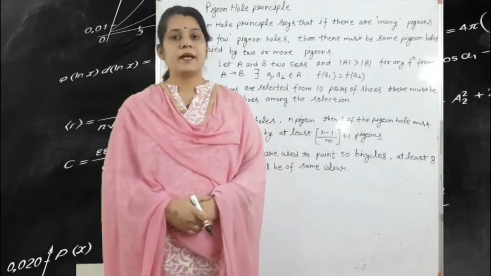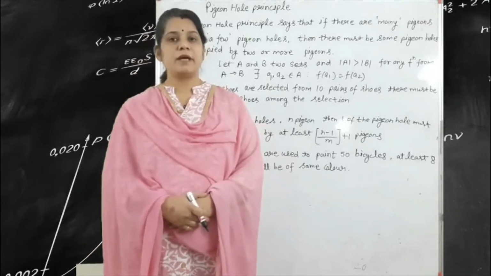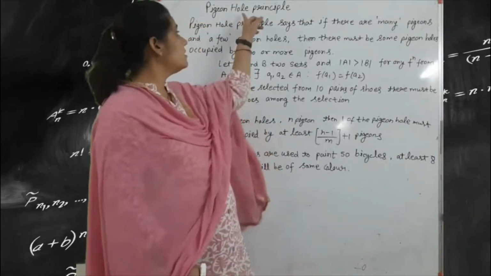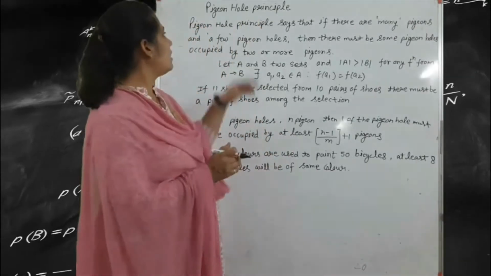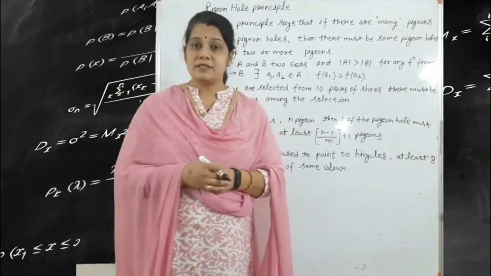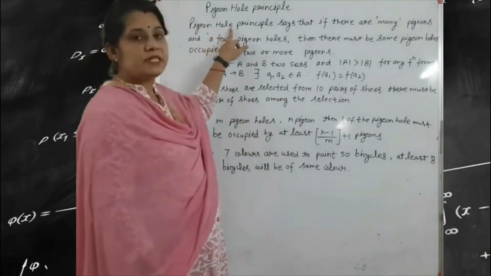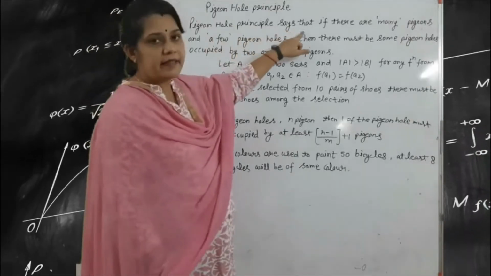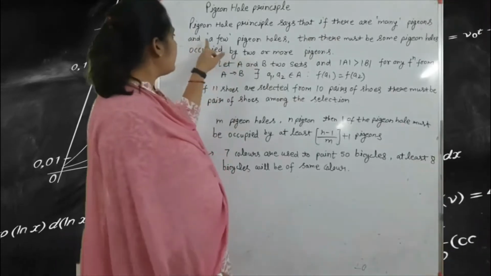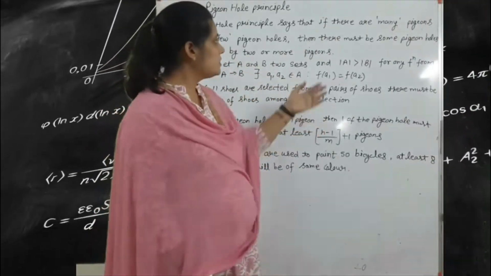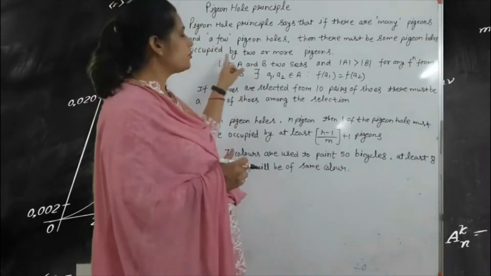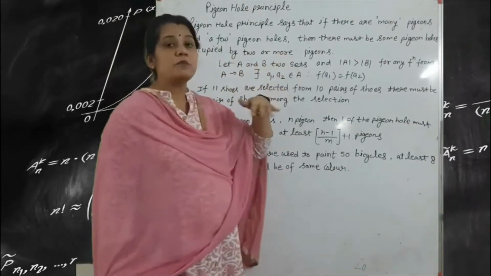Everyone, today I am going to take a lecture of Discrete Mathematics, chapter number 1, and today's topic is the pigeonhole principle. So what do you mean by the pigeonhole principle? The pigeonhole principle says that if there are many pigeons and a few pigeonholes, then there must be some pigeonholes occupied by two or more pigeons.